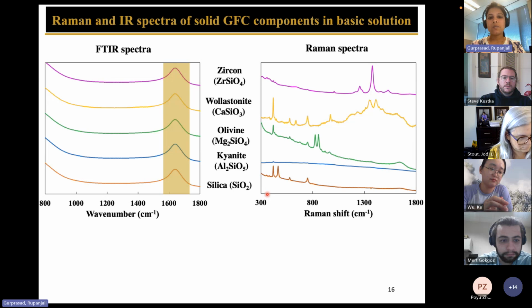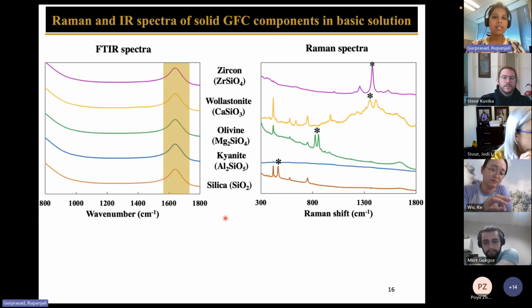And the second good thing was that most of the silica and all the silicates had characteristic peaks in the Raman, which also tells us the same story, that we can actually use Raman to quantify the solid component of these silica and silicates in a GFC mixture.